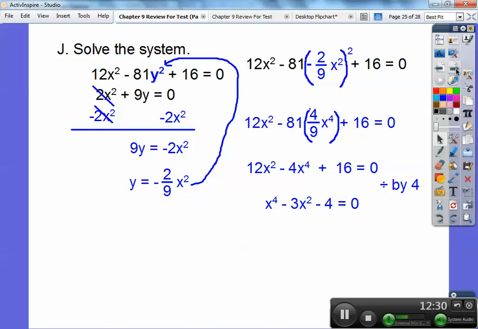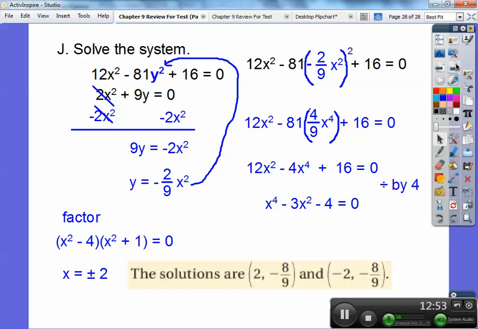All right, and then when I divide by negative 4, I'm going to go ahead and factor. And when I factor and set each factor equal to 0, I get x squared minus 4 equals 0, and x squared plus 1 equals 0. This will never equal 0 because anything squared is a positive number, and when you add 1, I can never make this side equal to 0, but I can make this one equal to 0 when x is plus or minus 2. So you get x equals plus or minus 2, and then I plug plus or minus 2 back in right here where my cursor is and get negative 8/9 in both cases.